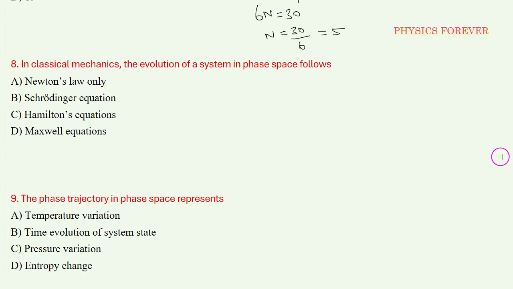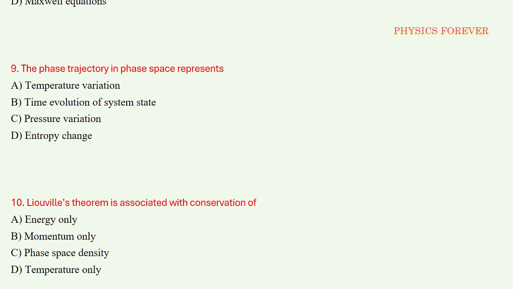The next one: in classical mechanics, the evolution of a system in phase space follows, the correct option is Hamilton's equation, most important. Then question number 9: the phase tangentially in phase space represents. Phase tangentially is the most important word. Phase space tangentially is only for time evolution of a system, so option B is correct.